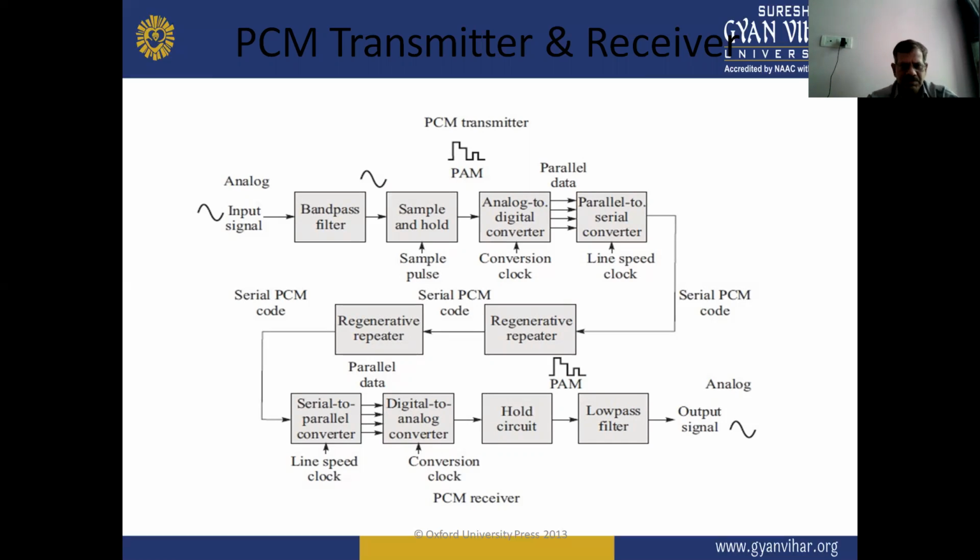The output of this is parallel digital signals, and these digital signals are converted to analog signals again by the D to A converter. This analog output is applied to the hold circuit, and the output of this hold circuit is applied to the low pass filter. The output of this low pass filter is the original analog signal. So at the PCM receiver output, here is the analog output signal. This is the combined block diagram of the PCM transmitter and receiver.